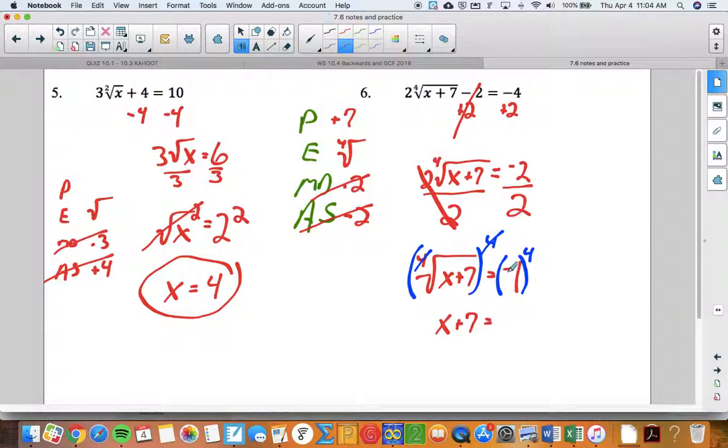Careful, on the right side, what's negative 1 to the 4th power? It's positive 1. Remember when you take a negative number to an even power, it makes it positive. And then we subtract 7. So we get x equals negative 6. Hey, all right.